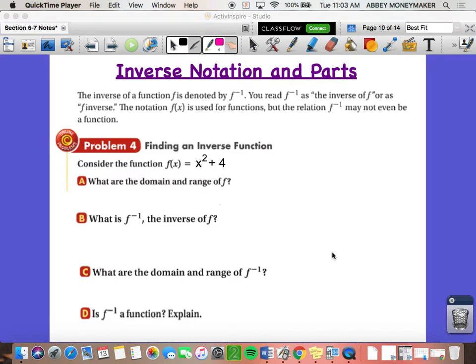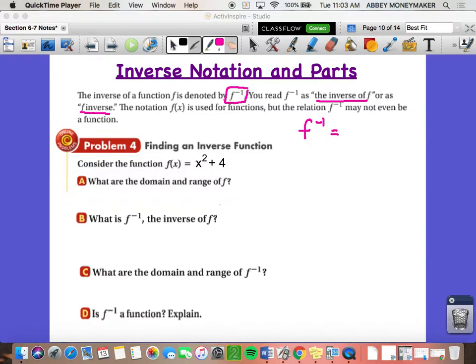All right, this is the second part of 6.7 where we talk about inverse notation. The biggest thing that you need to know here about inverse notation is how to recognize it, how to write it, and how to read it. So the inverse of a function is denoted by f raised to the -1. But you read that as the inverse of f or f inverse, okay? So if you ever see f raised to the -1, that's how you know it's the inverse.